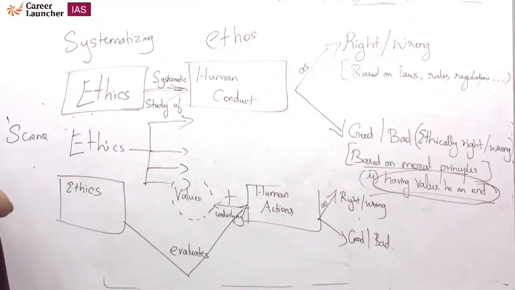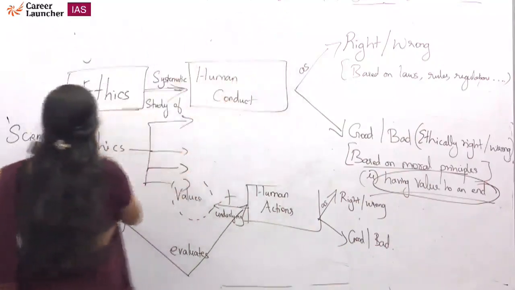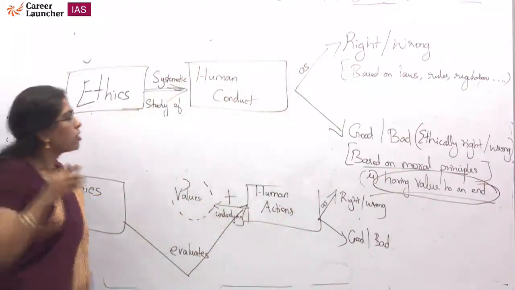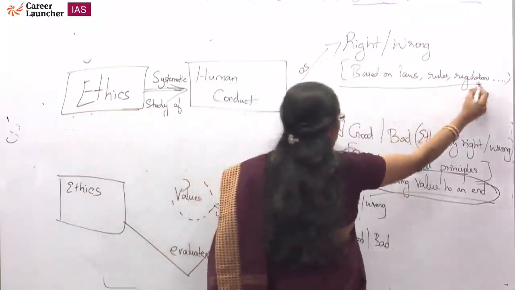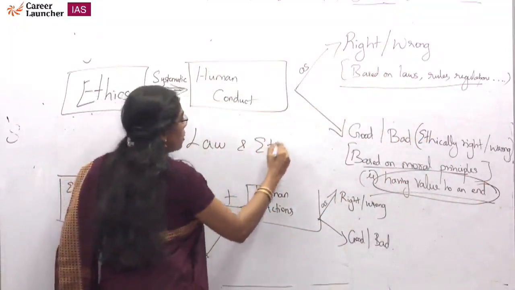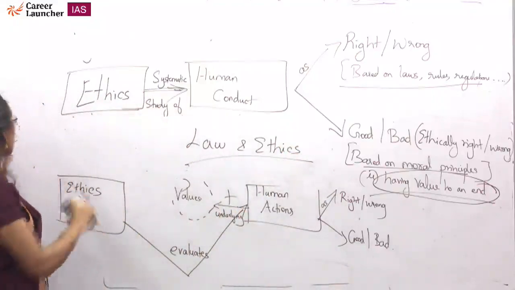Okay, so these are the definitions for ethics. Now we will continue with our class. We have defined ethics. The definition we said already: we are going to assess whether human behavior is right or wrong based on laws, rules and regulations. Now we have to see the next topic, law and ethics. What are the similarities, what are the differences, all these things we will speak about under this topic called law and ethics.